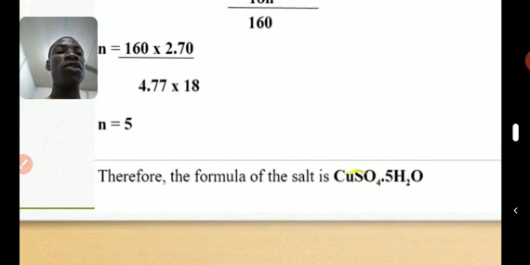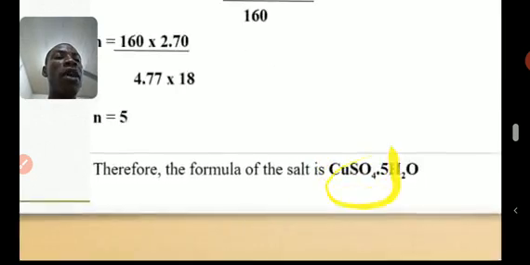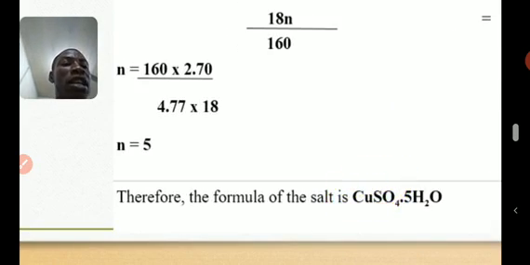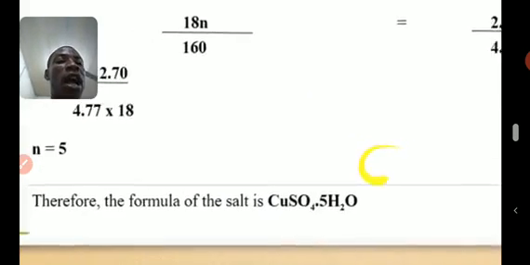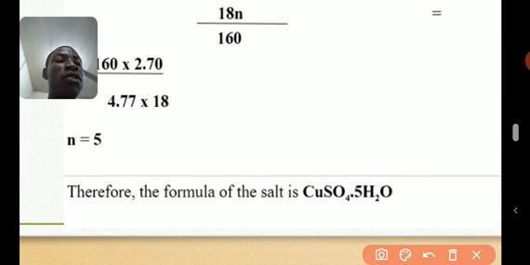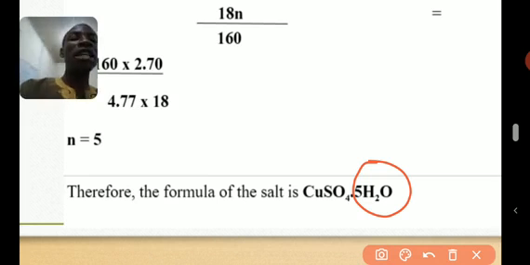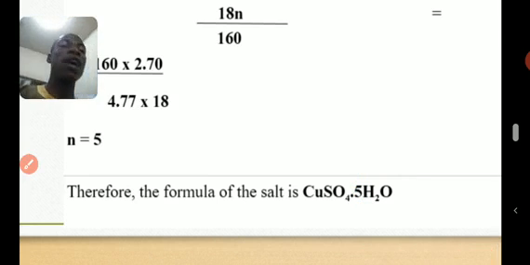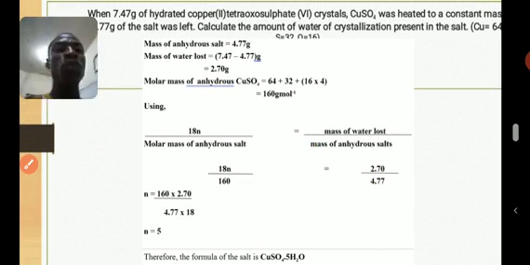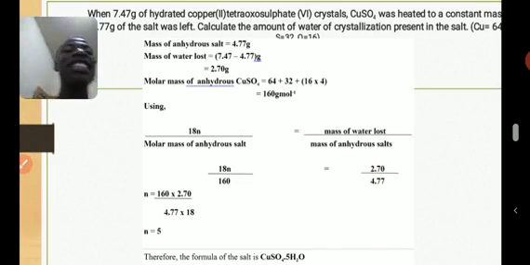So now see that, therefore, the formula of the salt is copper sulfate, 5 of water. Can you see now? So the water molecule there is 5. That's how you solve that particular question. So I know you understand, but if you don't understand, you can just go rewind a little bit and listen to it. It's a very simple thing to do.